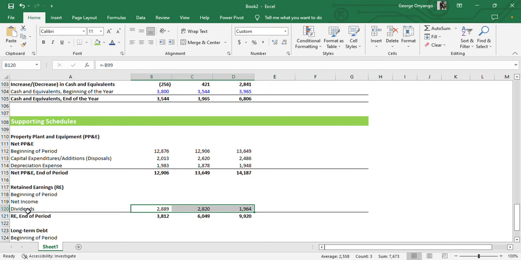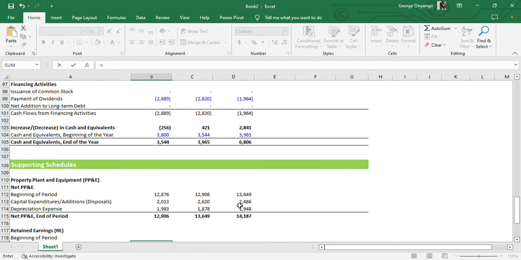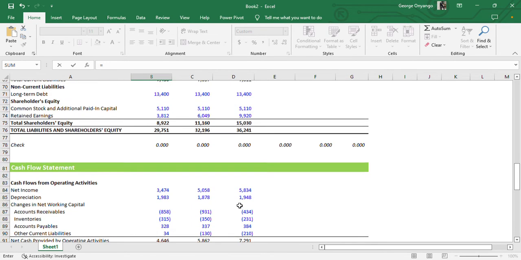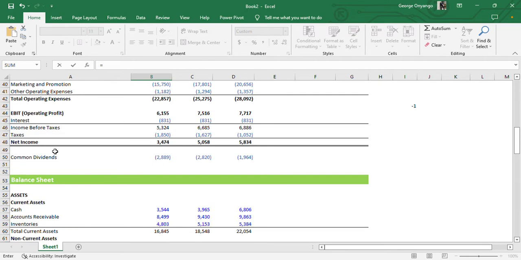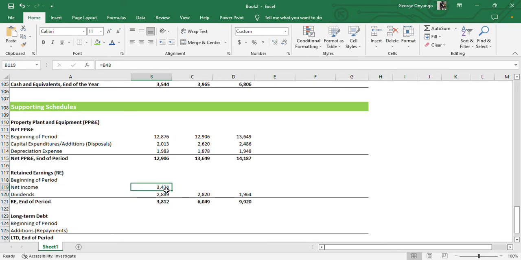Then we have the net income. The net income we are going to obtain directly from the income statement, and that's going to be that. So this means that during 2010 the net income was this, and the dividends which were paid out were these ones.